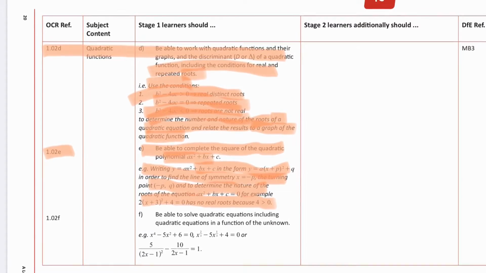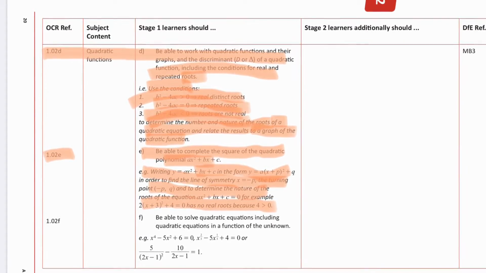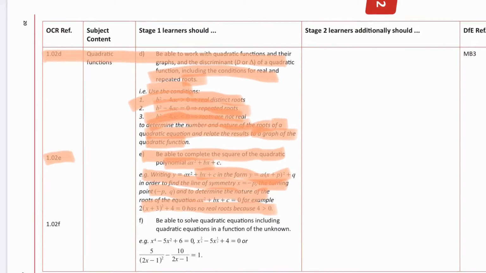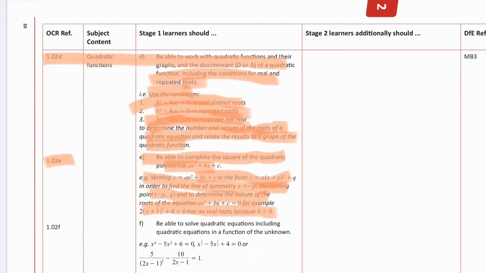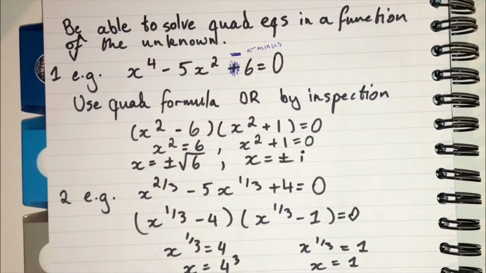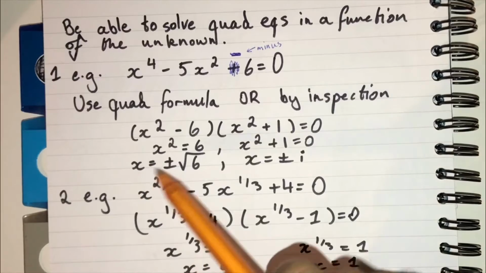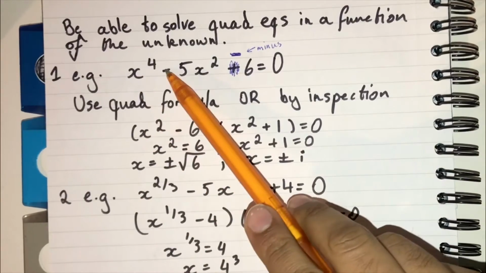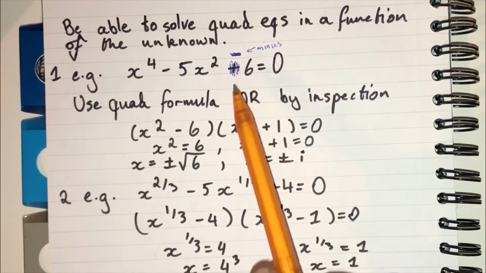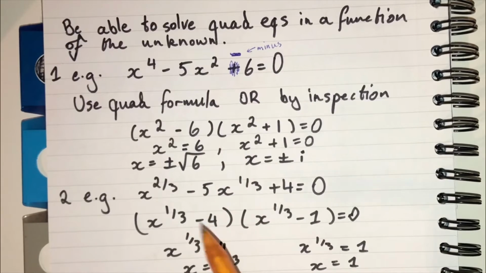So the first equation we're going to be going through is x to the power 4 minus 5x squared minus 6 equals 0. So we have to be able to solve quadratic equations in a function of the unknown. Now the first example I want to go with is x to the 4 minus 5x squared minus 6 equals 0. We have to solve for x.